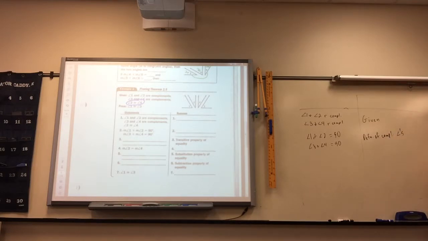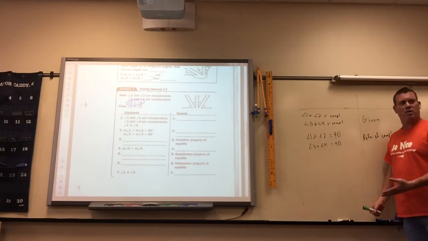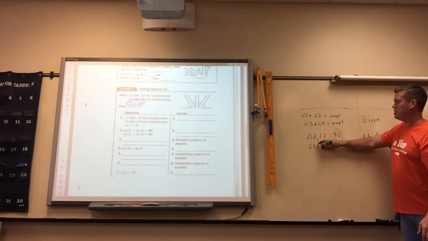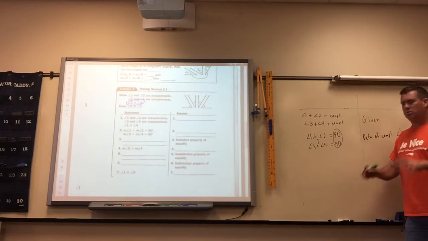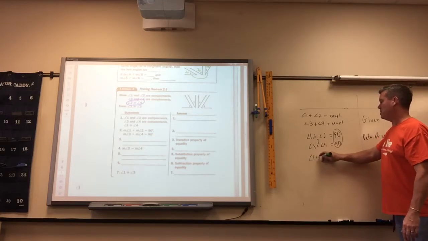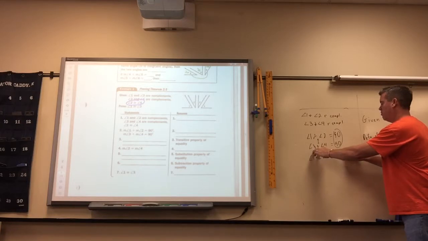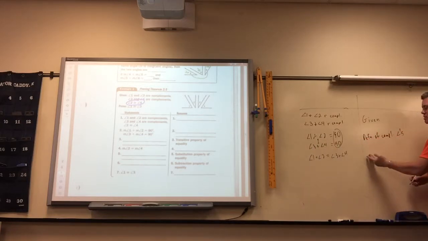Okay? Now, like we did before, since these two both equal 90, what do you know about these two things? They're the same. They're equal. So angle 1 plus angle 2 has to equal angle 3 plus angle 4. And what did I just do there? Substitution.